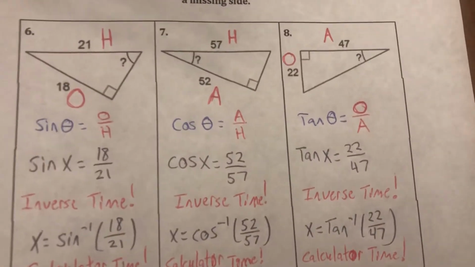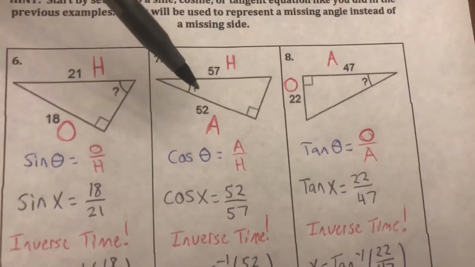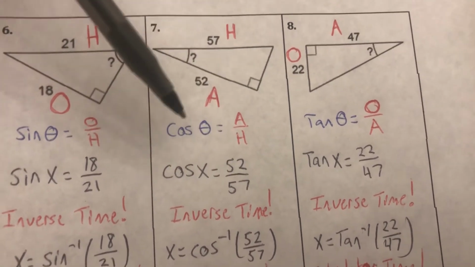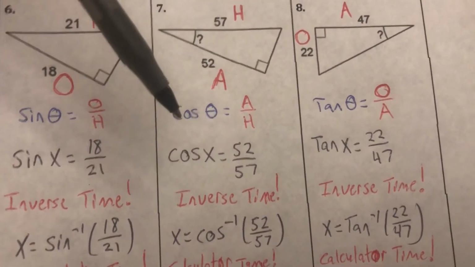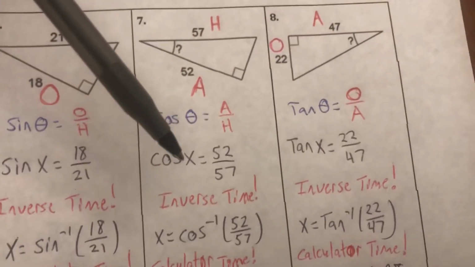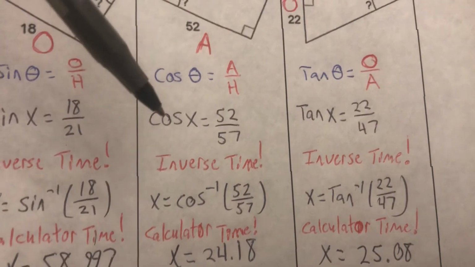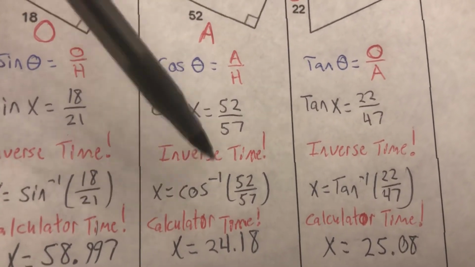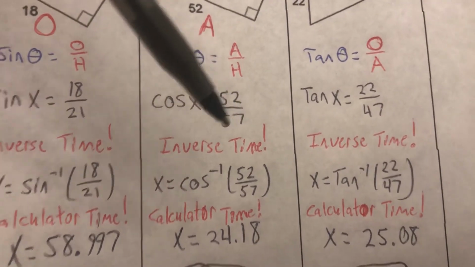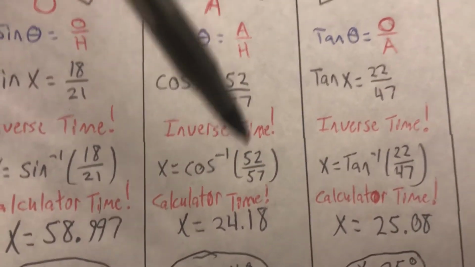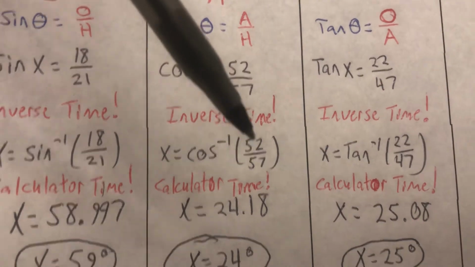Now looking at the second one, or number 7, we're given the adjacent side and the hypotenuse. So this is the CA out of SOHCAHTOA, so we're going to be using cosine. So we have cosine of x equals the adjacent side, 52, over the hypotenuse, 57. Again, we want x by itself, so we're going to use the inverse of cosine to move it to the right-hand side. So x is now equal to the inverse cosine of that fraction that we had, 52 over 57.